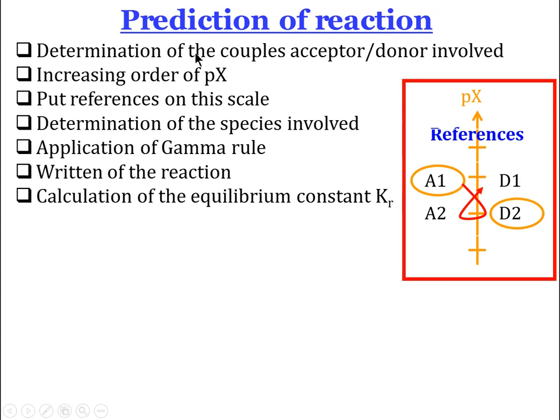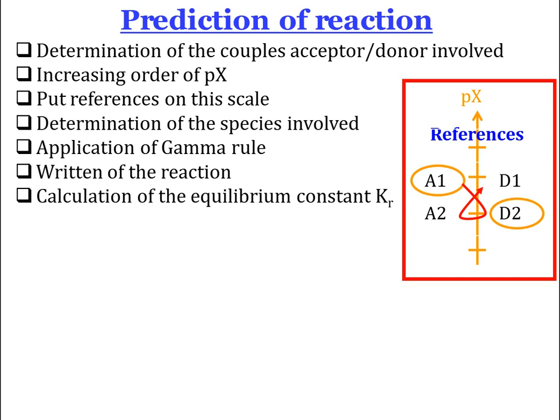First of all, we determine the couples acceptor-donor involved. We make an increasing order of Px and we put the references. In the case of acid-base, the references are pKa 0 and pKa 14. In the case of complexes or redox reactions, the references are different. We will study the nature of these references in the corresponding chapters. Then we determine the species present. If the reaction between the species present is in the direction of gamma, this reaction is advanced. For example, if you have A1 and D2, the reaction between them is in the direction of gamma, so this reaction is advanced.